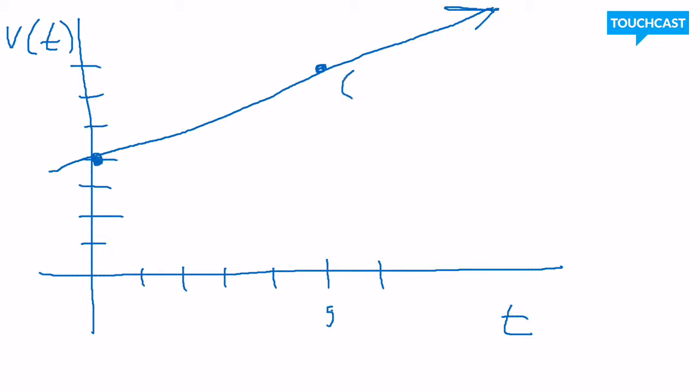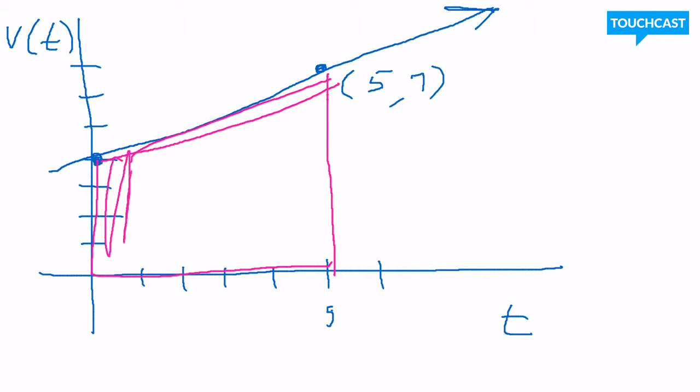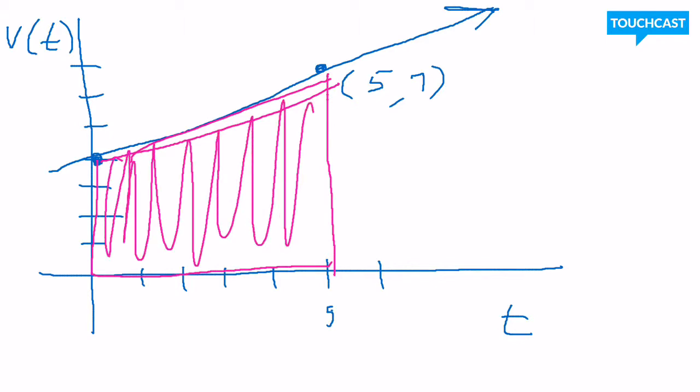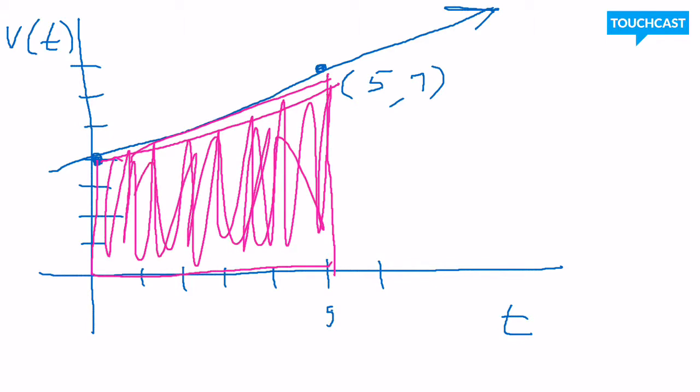And I could compute, that's 5, which is 3 plus 4 is 7. And what I'm looking for is the area under the velocity curve from time t equals 0 to time t equals 5. So I want to find the area of that pink trapezoid I just colored in. That's going to give me distance traveled.